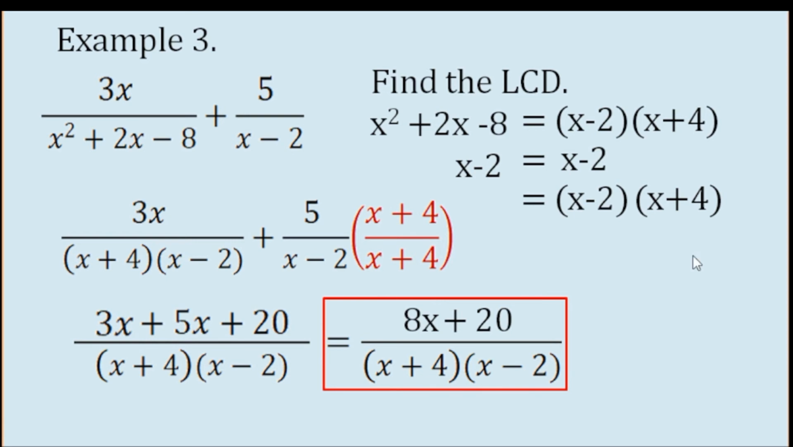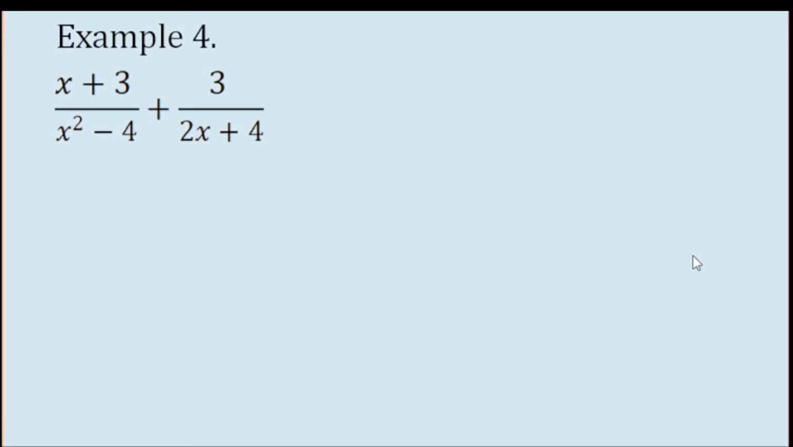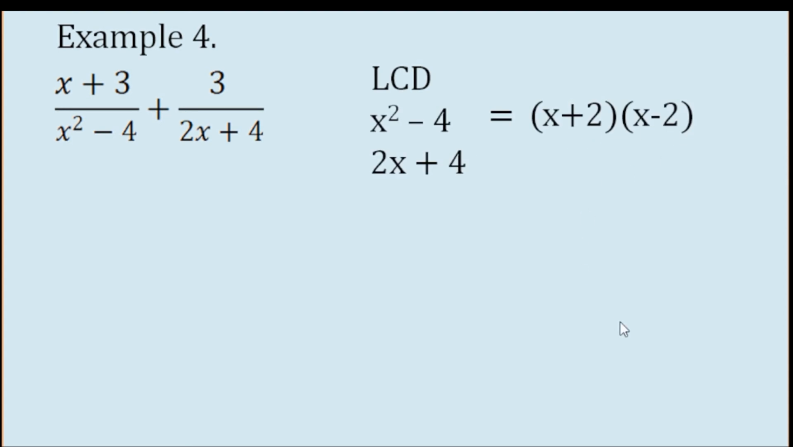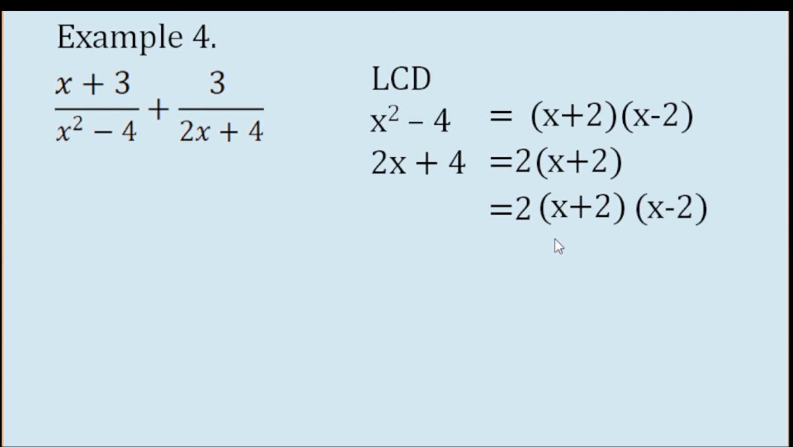Okay, example number 4. We have two rational algebraic expressions. Both denominators here are factorable. So to find the LCD, we have to factor x plus 2, x minus 2. And the factors of the second one is 2 times x plus 2. We have a common factor here, x plus 2. And we have 2 here by itself and also x minus 2 by itself. So this is how we deal with this. We bring down this 2 by itself, and then we bring down this x plus 2, a common binomial factor, and then x minus 2 by itself, we also have to write it down here. So this will be our LCD in factored form.